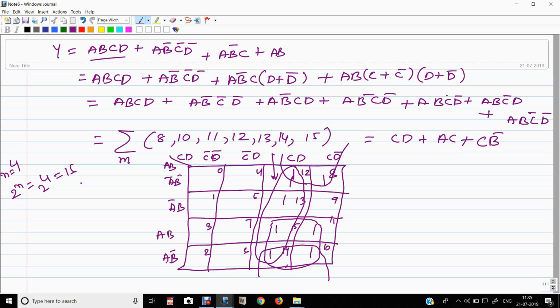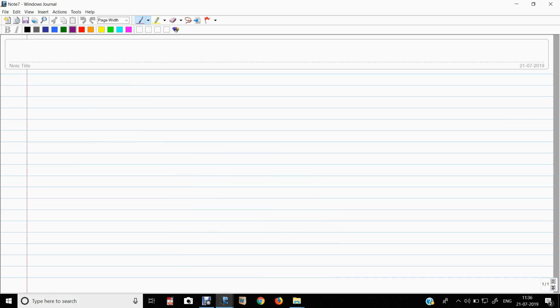So this is the expression, the reduced expression of this big expression. Okay. So this is the primary thing about the K-map. And now in K-map there are a number of definitions available.